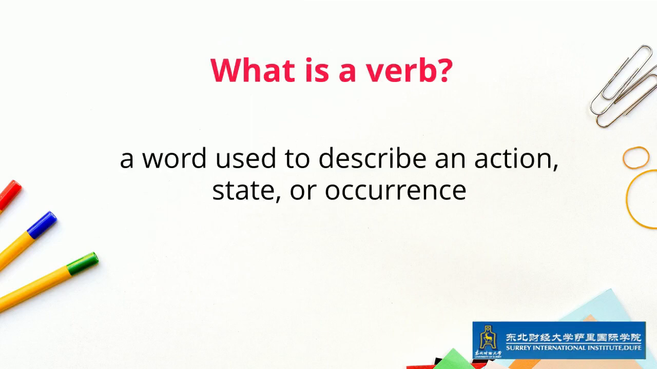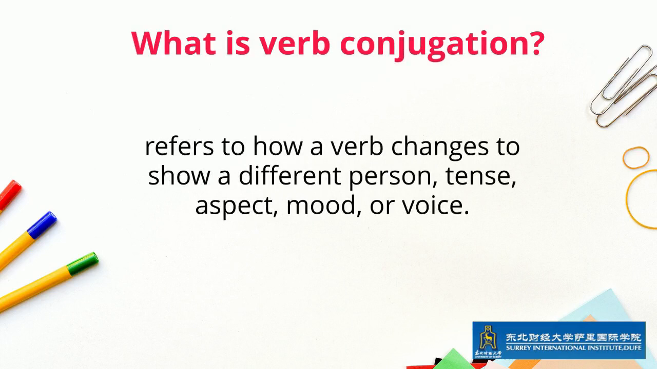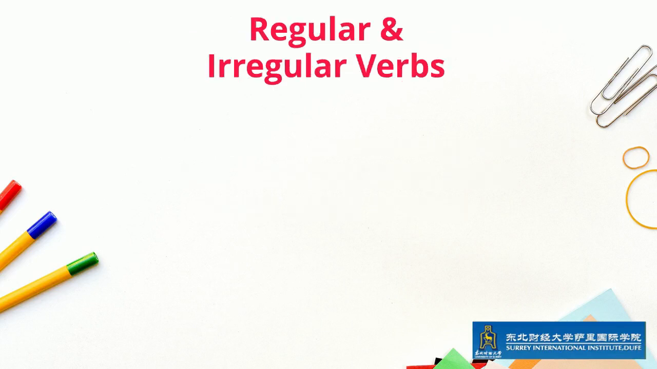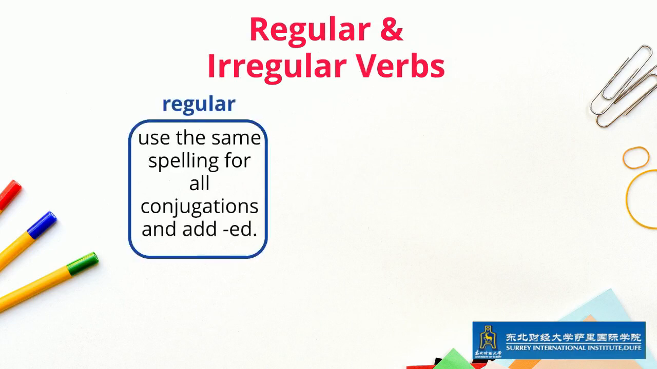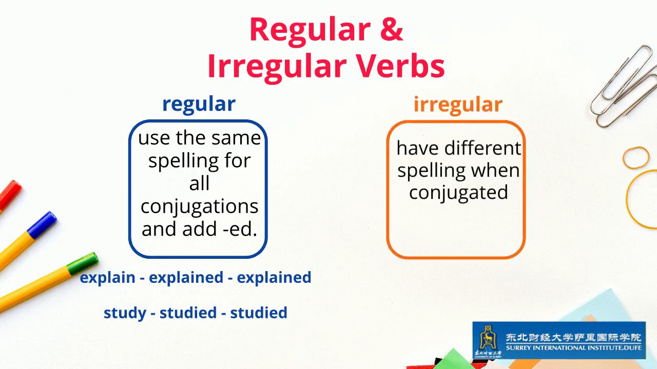A verb is defined as a word used to describe an action, state, or occurrence. Verb conjugation is when you change the verb to reflect the subject, the time, the duration, and the attitude of the speaker. English has two types of verbs, regular and irregular. Regular verbs keep their same spelling during conjugation and add ed for past and past participle. Irregular verbs change their spelling.